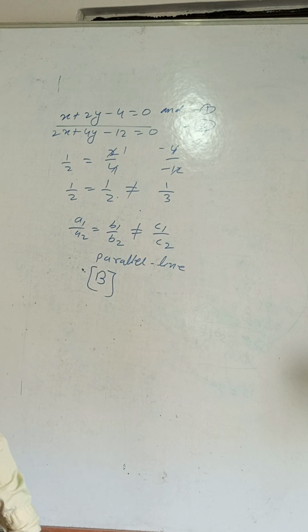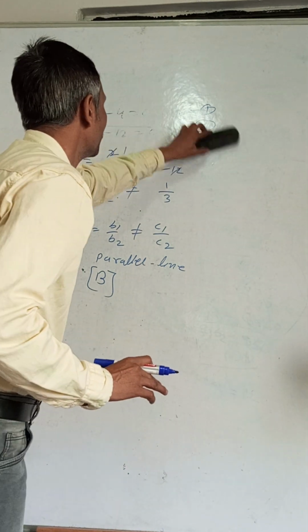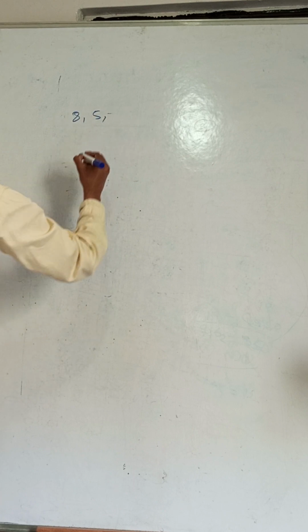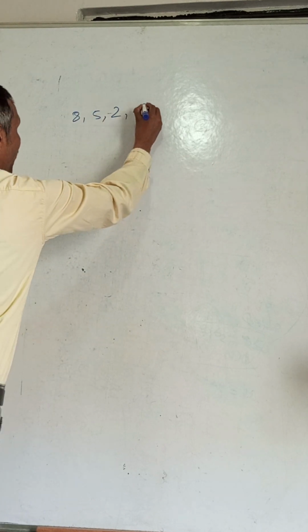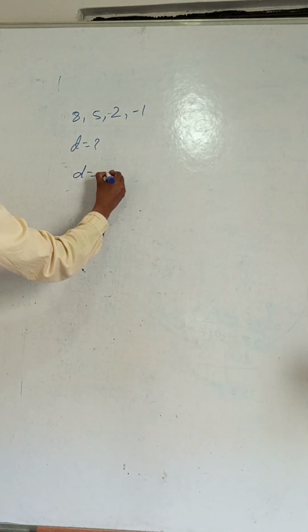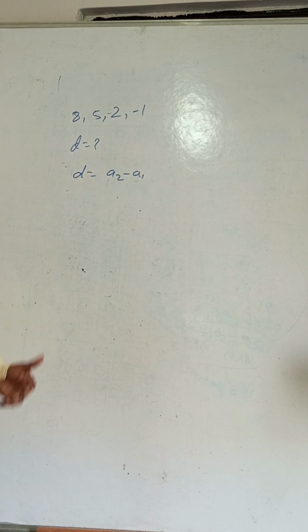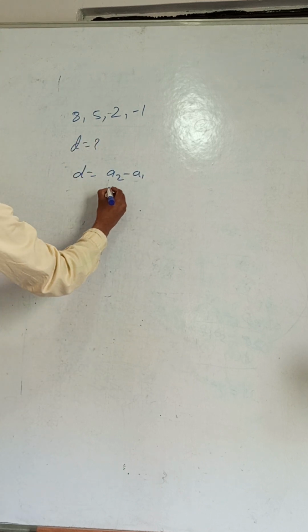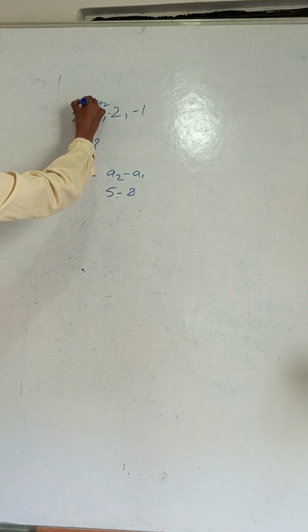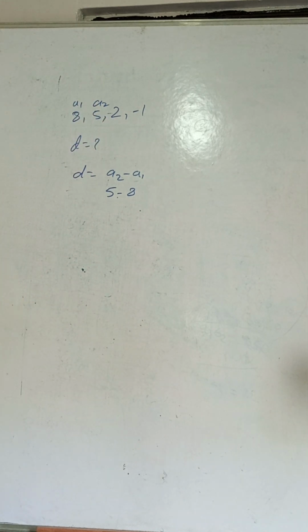Next question is about a given series. It asks what the difference is in that series: 8, 5, 2, minus 1. Find the common difference D. It is a question from AP, arithmetic progression. To find D, we know D is equal to a2 minus a1, where a1 means the first term. What is a2? a2 is 5. And a1 is 8, the first term. So D is a2 minus a1.